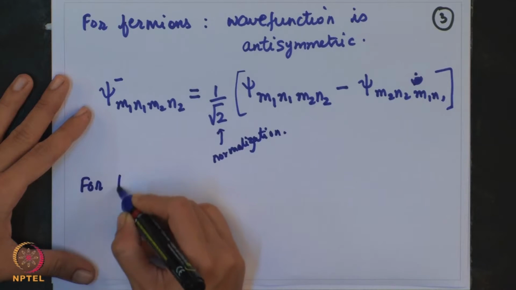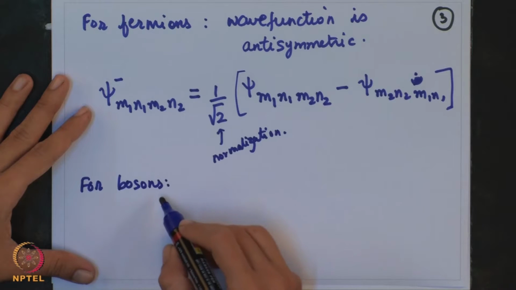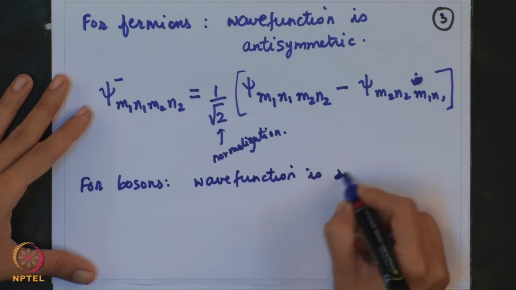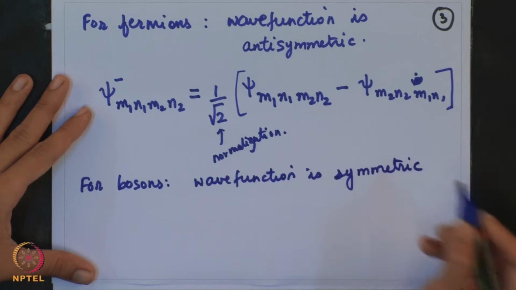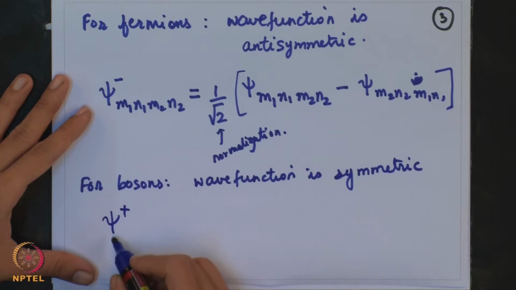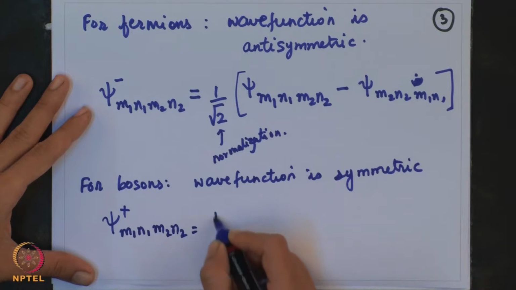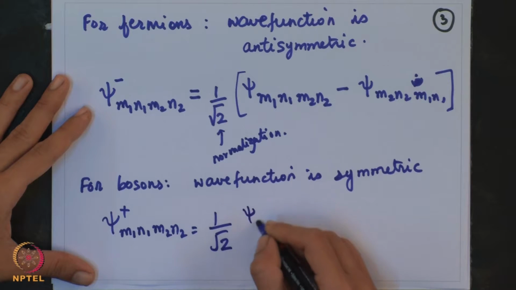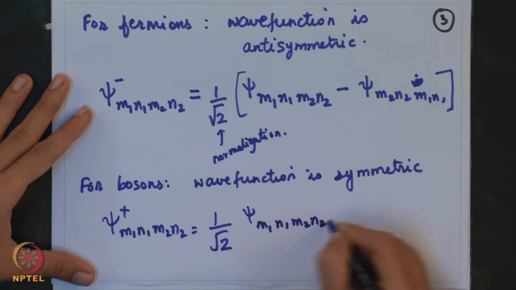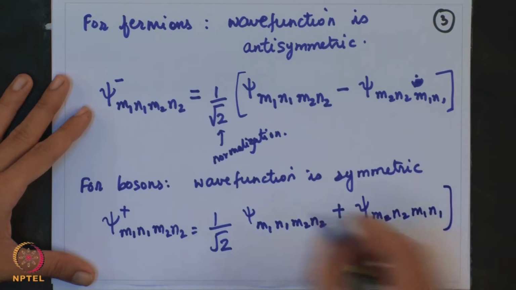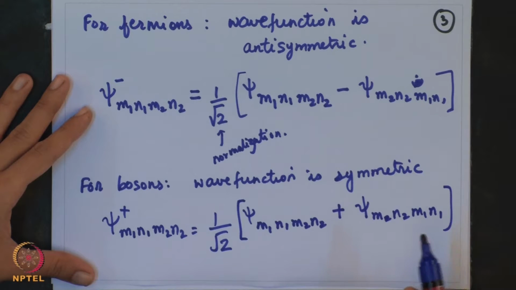For bosons, if the two particles are bosons, then the wave function is symmetric. When the wave function is symmetric, we represent it by a plus sign: psi m1 n1 m2 n2 will be 1 over square root of 2 times psi m1 n1 m2 n2 plus psi m2 n2 m1 n1. So if you interchange particle 1 with particle 2, there is no change in sign; it will remain symmetric.